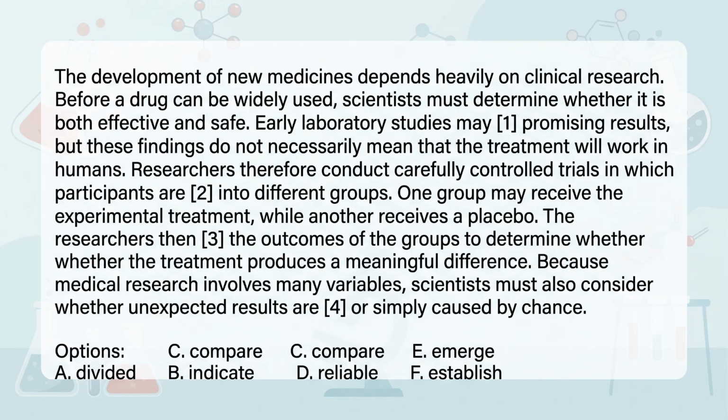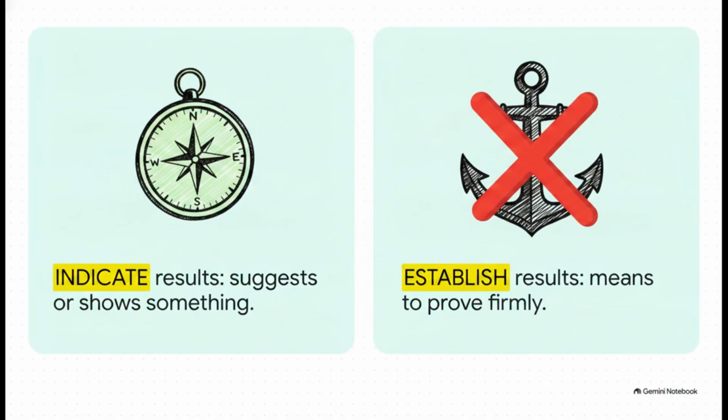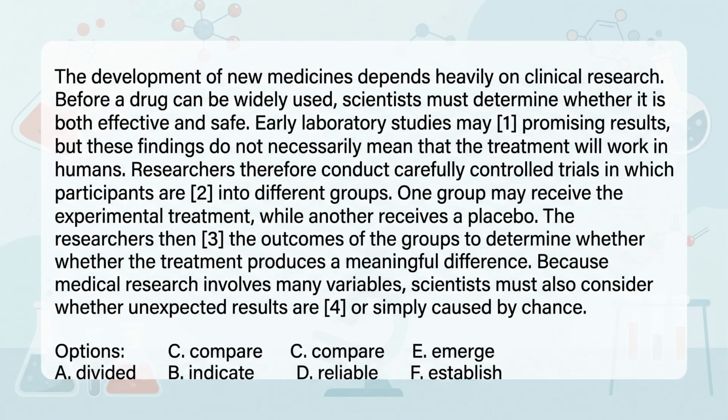Alright, let's focus on the first blank. Before a drug can be widely used, scientists must determine whether it is both effective and safe. Early laboratory studies may blank one promising results. We definitely need a verb here. What do early laboratory studies logically do with results? You might be really tempted by establish here, but look at the comparison. The very next clause says, but these findings do not necessarily mean that the treatment will work in humans, because the results aren't definitive yet. Establish, which means to firmly prove, is way too strong. Indicate, which simply means to suggest or show, is the better fit for this context.